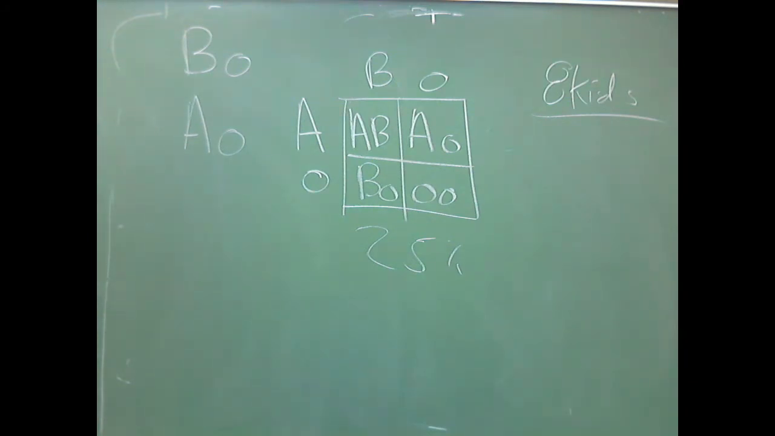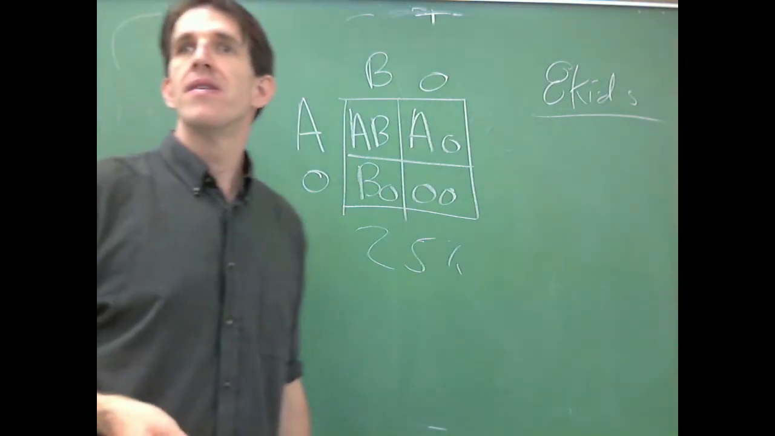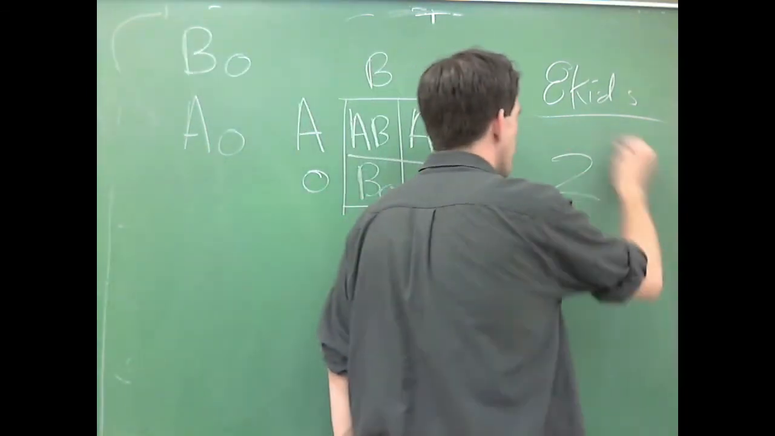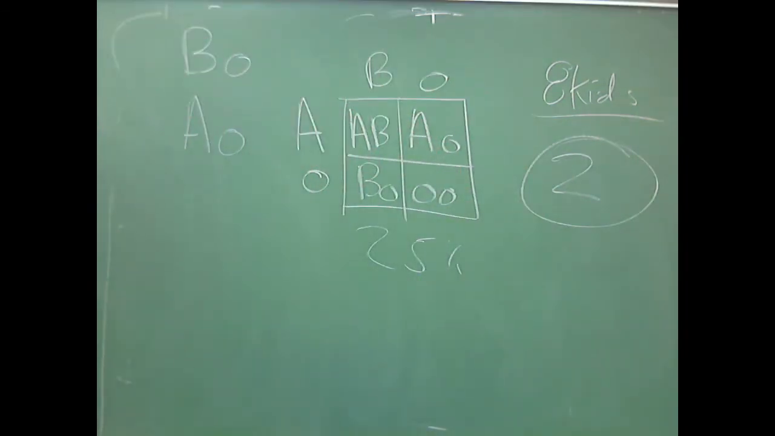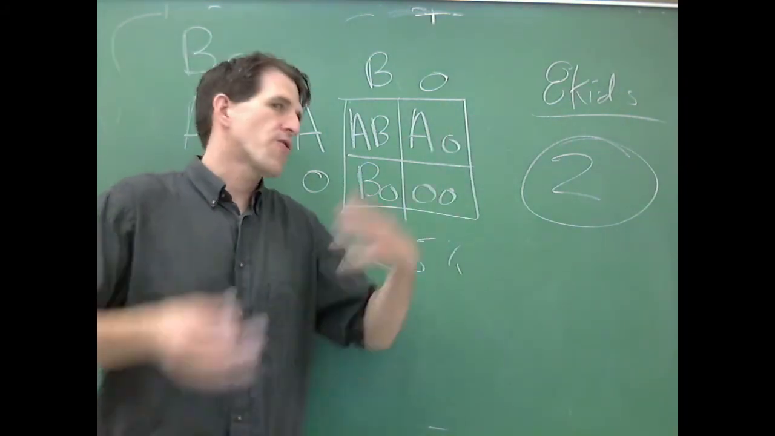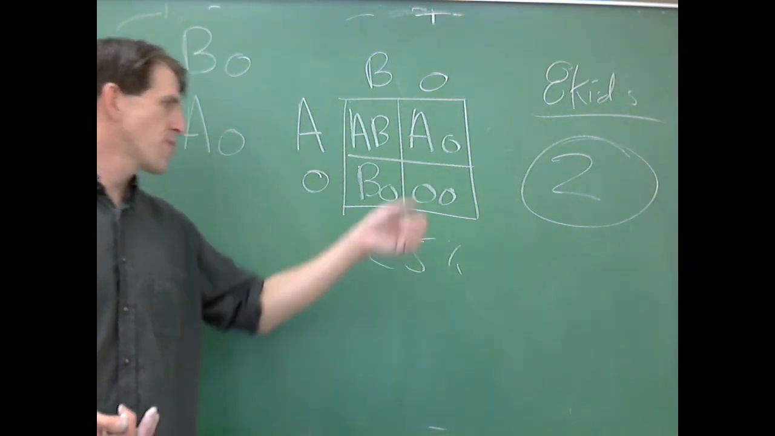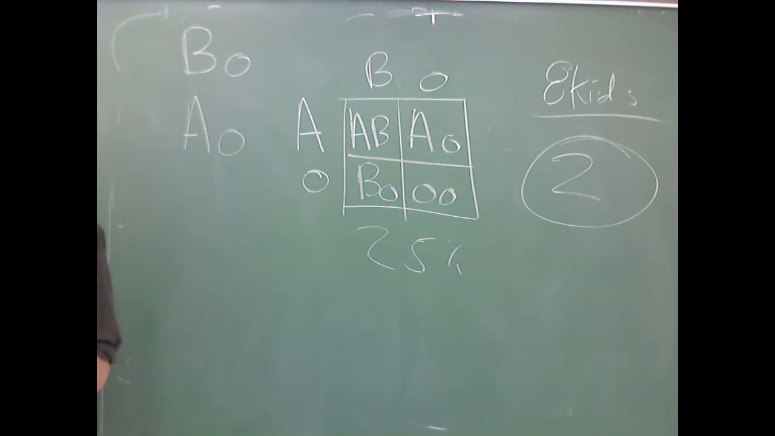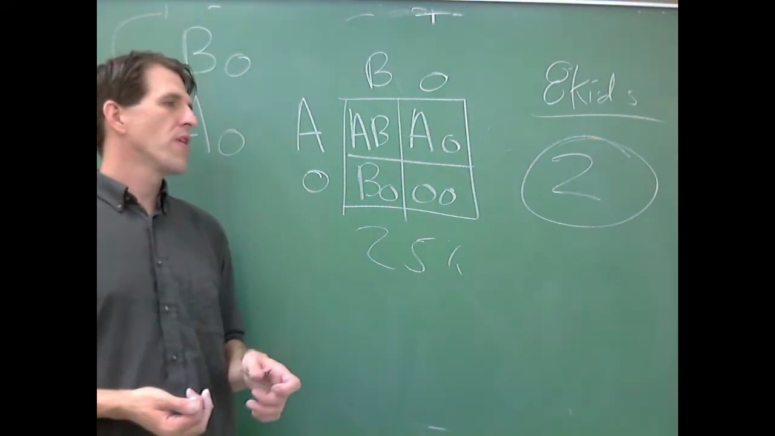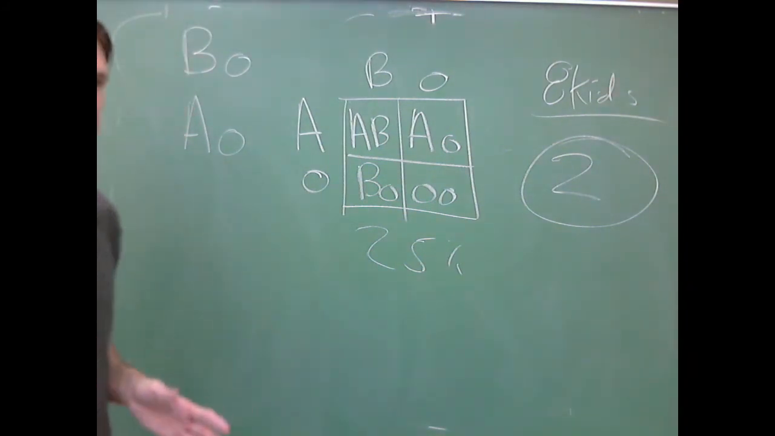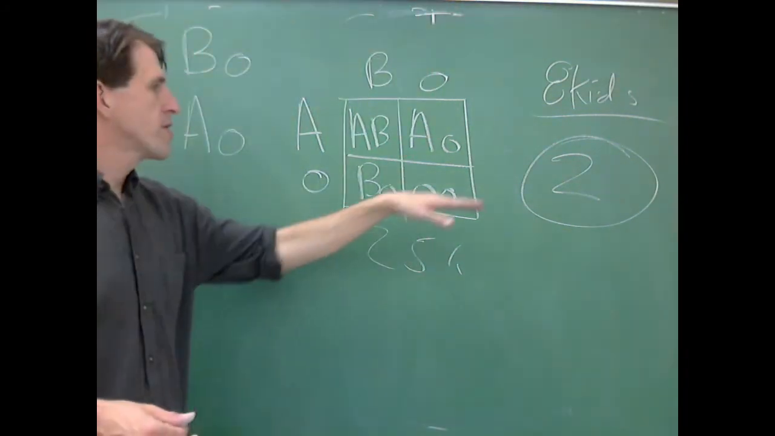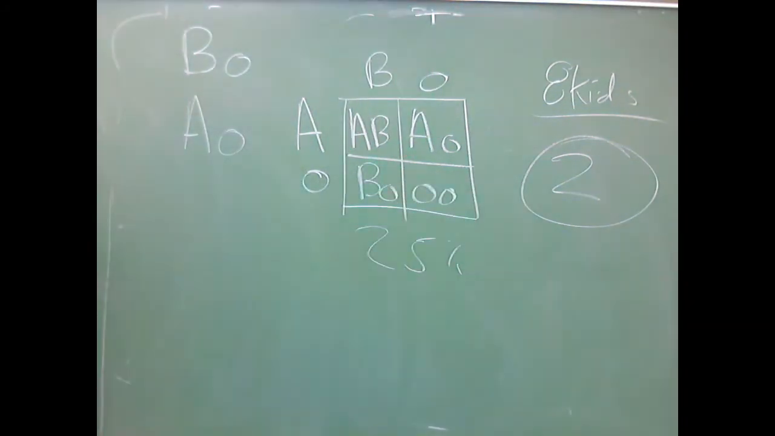What's 25% of 8? 2. Statistically, we would expect 2 children to have type O blood. But again, I go back to that flipping of a coin idea. It may be 1 out of 8 or 3 out of 8. Theoretically, it could be 8 out of 8, because these are what we call independent events. Statistically, though, the most likely outcome we would expect from this data would be 2 children with type O blood.